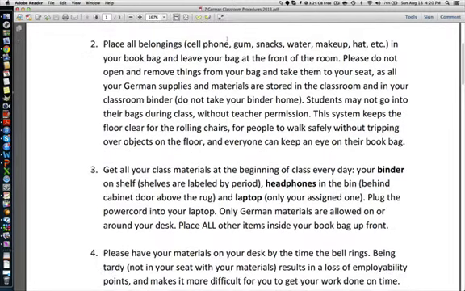Number 3, get your class materials at the beginning of class every day. Your binder on the shelf, shelves are labeled by period, headphones in the bin behind the cabinet door above the rug, and the laptop. Only your assigned one, please. Plug the power cord into your laptop. Only German materials are allowed on or around your desk. Place all other items inside your book bag up front.